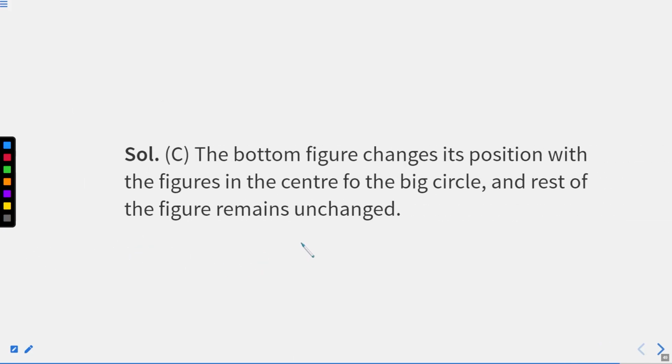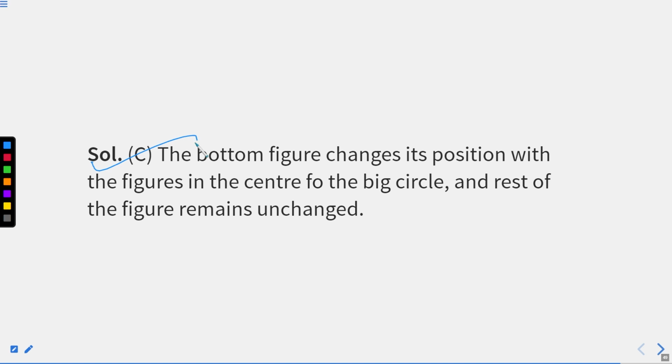Option C. You can see here as well. Option C. What is happening? The bottom figure changes its position with the figure in the center, right? Just interchange this position as well. Use the same reasoning here as well, right? The big circle and the rest of the figure remains unchanged.